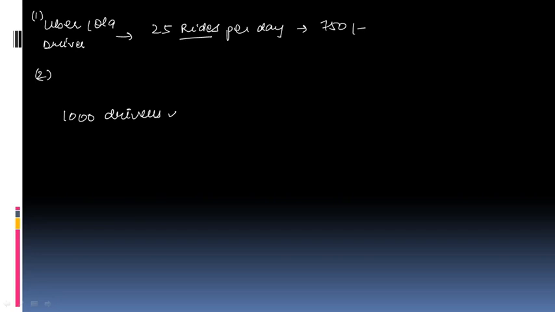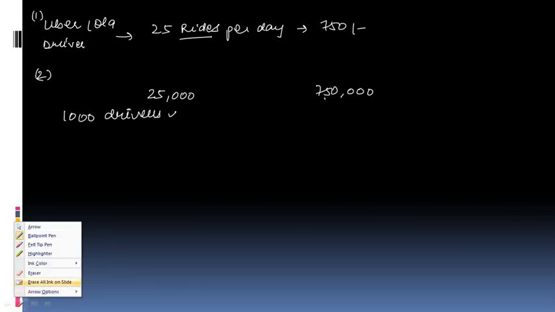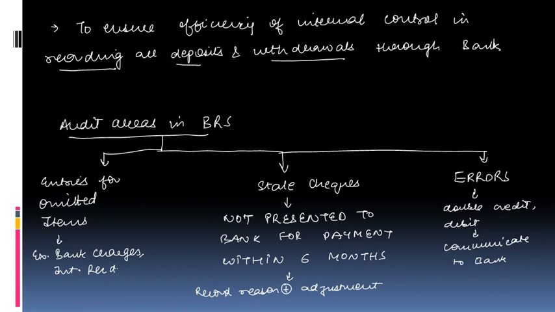They do have 1000 drivers. So the daily transactions are 25,000. The monthly transactions are 750,000, or else 7,50,000. These are monthly transactions. समझ में आ रही है बात? So the more transactions there are, the more money you are going to earn.